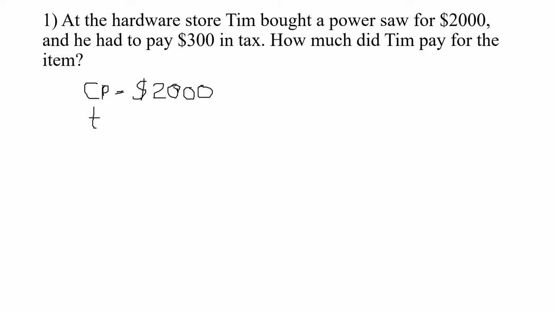And here we know that he gets a tax charge. Here they didn't give it to us as a percentage, they gave it as cash. The cash amount of tax we have to pay here is $300. So guess what? This amount of tax actually increases our cost price. If you want to know how much Tim actually paid for the item, it would not be less than $2,000, it will be more than $2,000 because the tax is always added to our price.